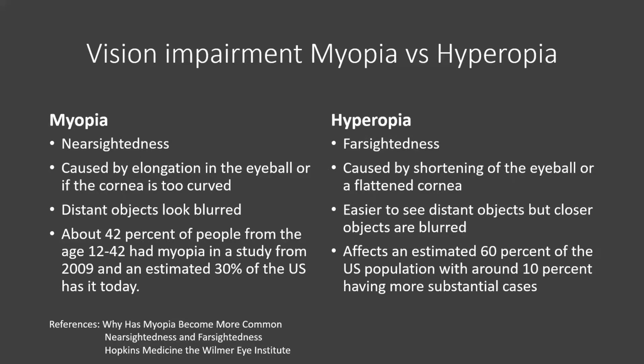About 42% of people from age 12 to 42 had myopia around the world in 2009, and an estimated 30% of the US population has it today.